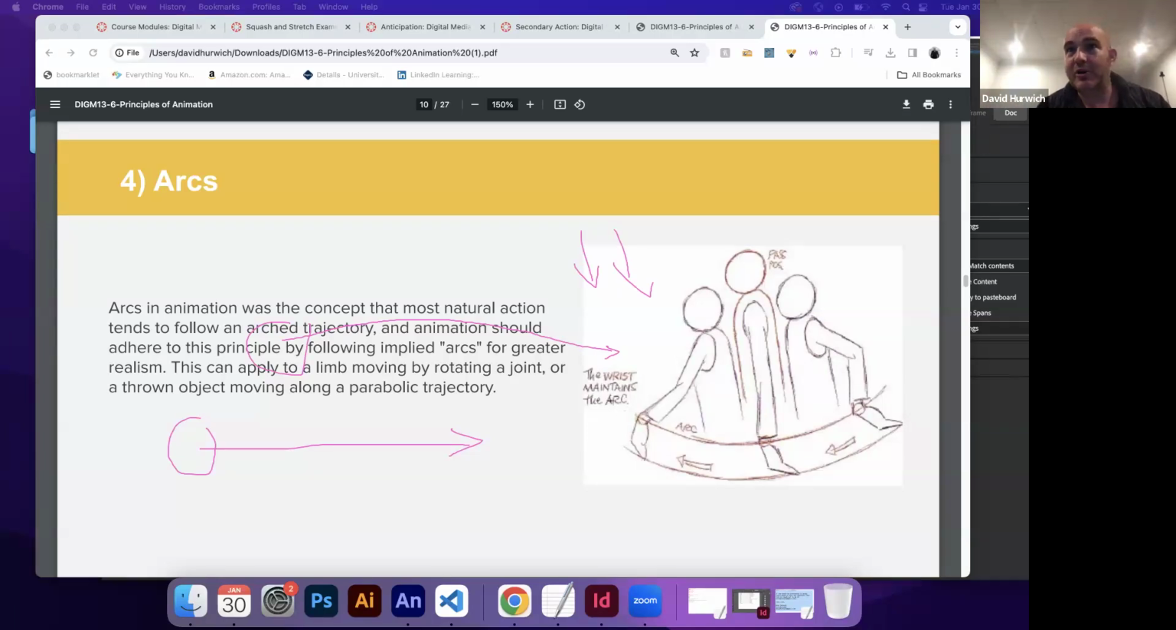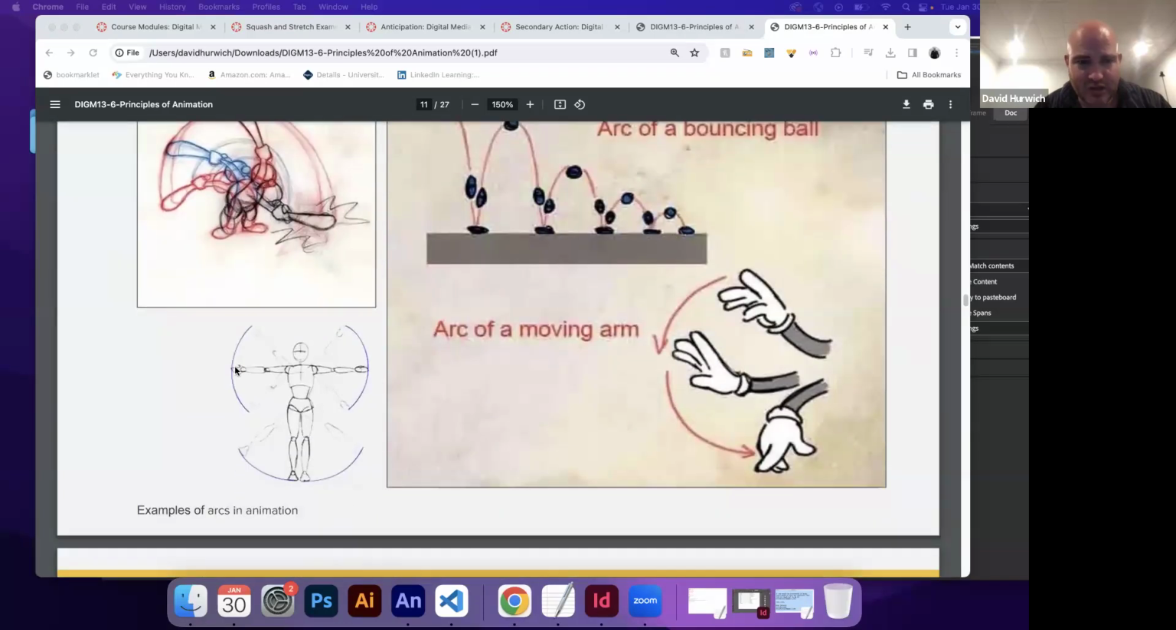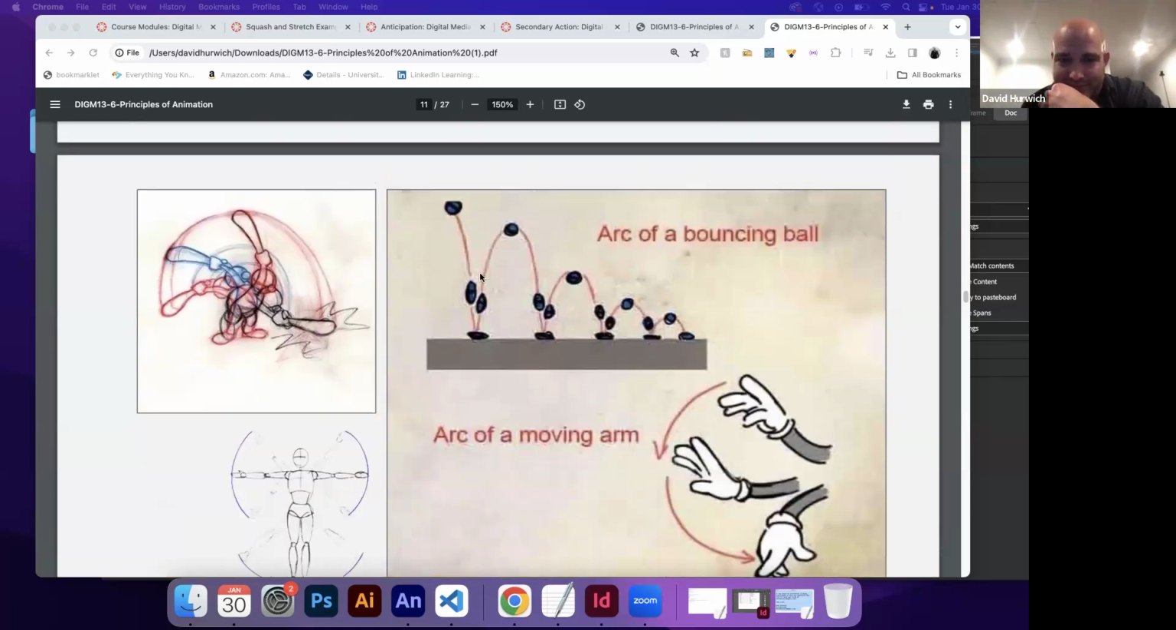So here, this guy's arm is swinging. That should be more in an arc. When this guy swings the baseball bat, it should be swung in an arc format. When people move their arms like snow angels, they go in an arc formation. Here are some more examples of that. When a ball bounces, it doesn't bounce in a linear form, like a Z shape or an N shape. It would do more of an arc.